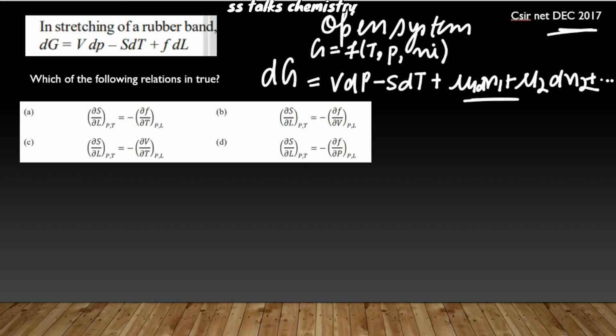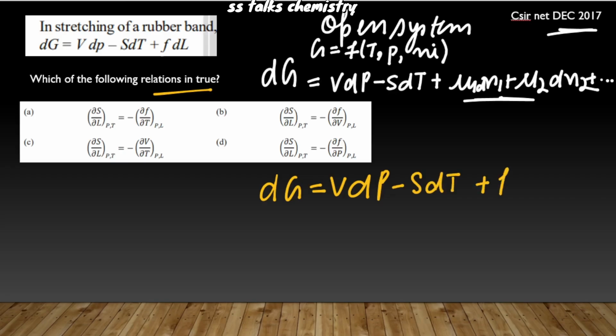Now instead of mu1 dni, a term fdL has just been added in this. This is just the difference that you are encountering in this rubber band stretching. So relationships we have to find in this. So here we have dG equal to VdP minus SdT plus fdL. Right.